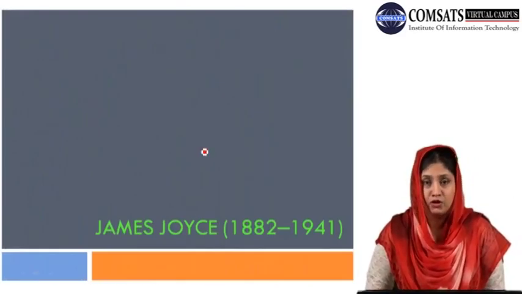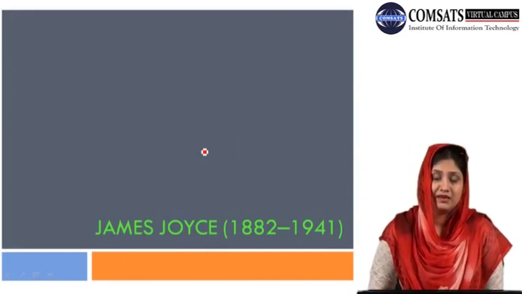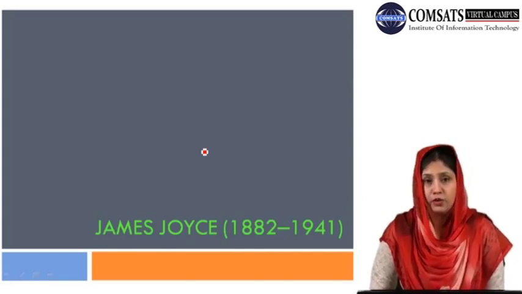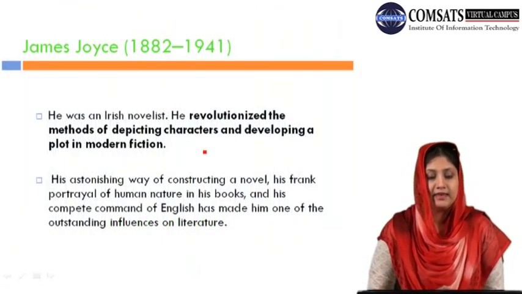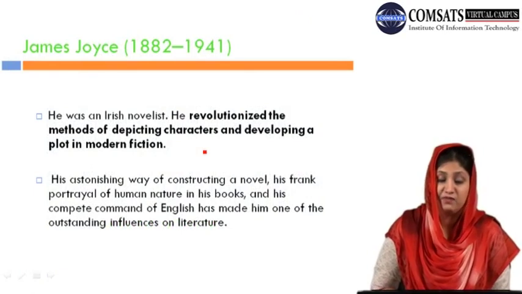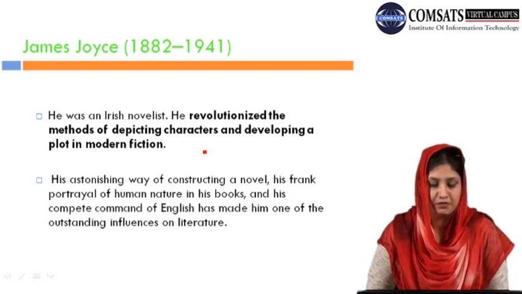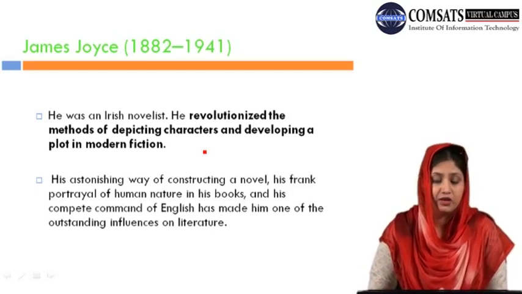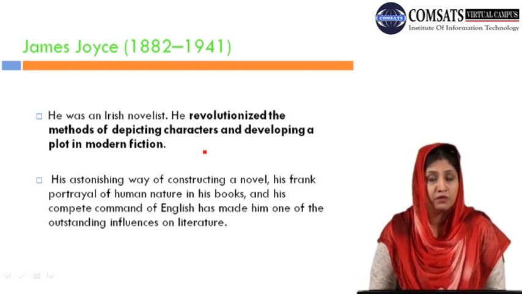Before we talk about the novel, we need to talk about the author, because we understand that the author's biography and the author's lifestyle in the society in which he is brought up are all very important as far as understanding the story is concerned. We can see that James Joyce has a period starting from 1882 to 1941 that makes him one of the early 20th century writers. He was an Irish novelist, and he revolutionized the methods of depicting characters and developing a plot in modern fiction.